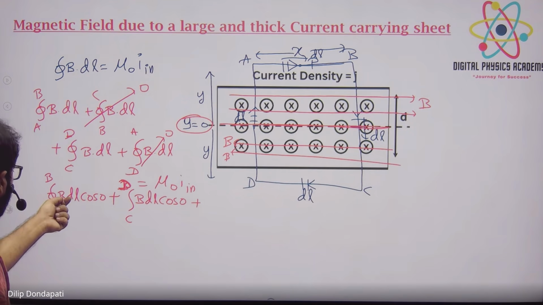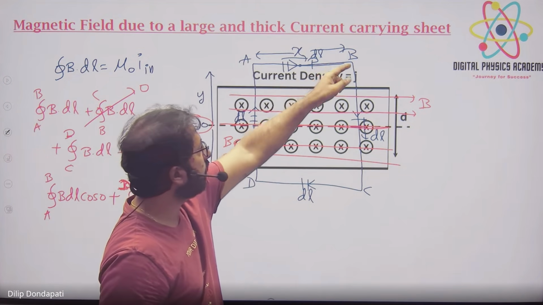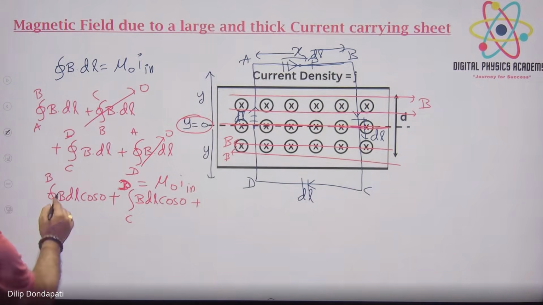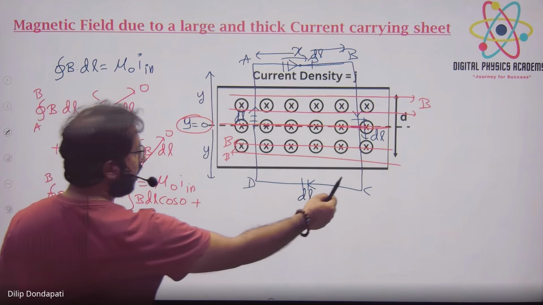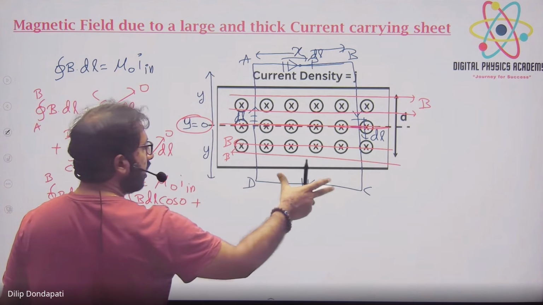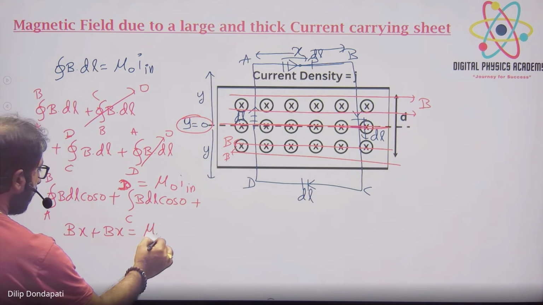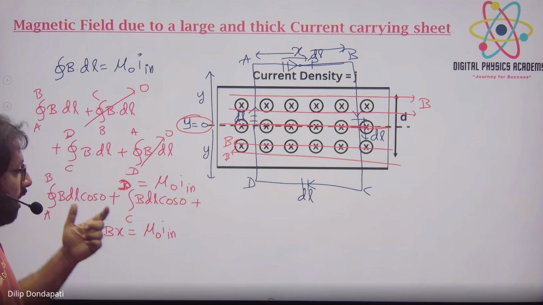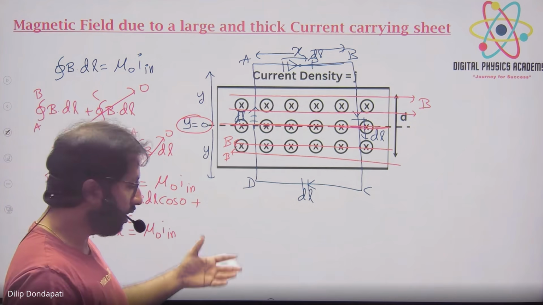So we will solve this. B will come outside. The sum of dl for A to B is x, so the first term is B into x. Plus for CD, the sum of dl is nothing but x only. So this also gives Bx, equal to mu naught times I inside. Are you understanding? Our intention is to find the graph, finally the B versus distance graph, and for that we are finding some relationship.